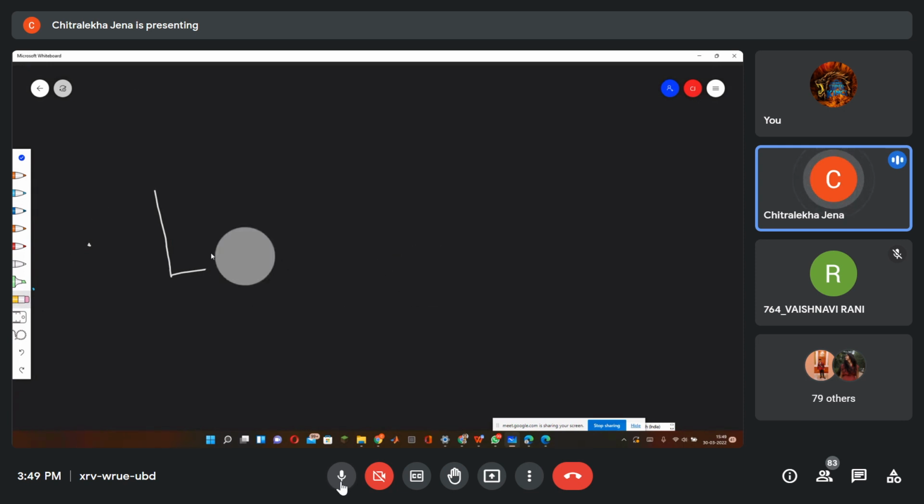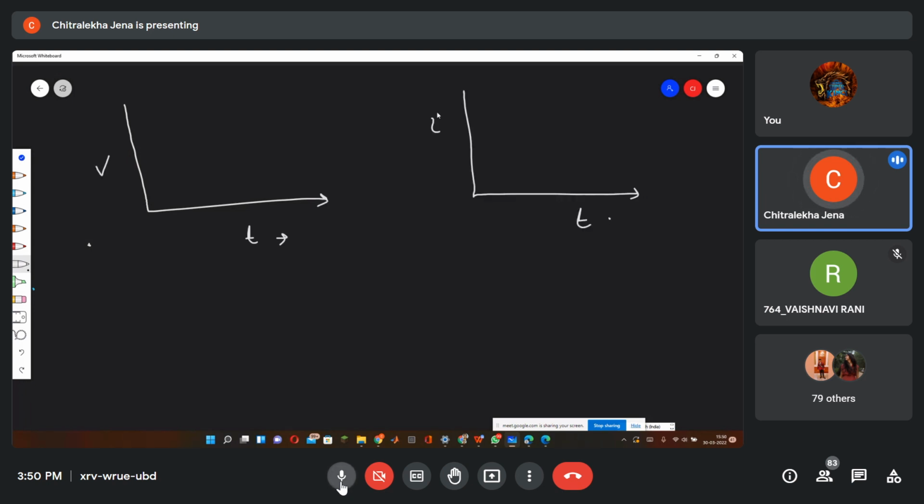Draw three graphs. One is voltage versus time, another is charge versus time. Now here you see, look at your equation. What is the equation of the voltage across the capacitor? Tell me quickly, looking at it.